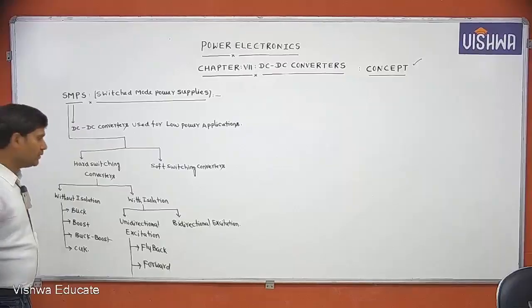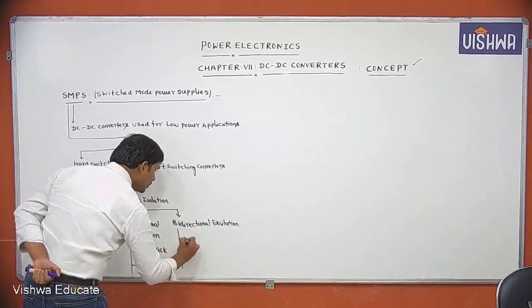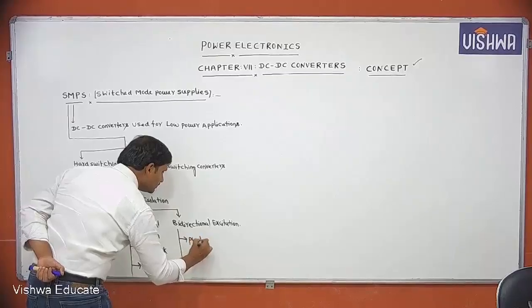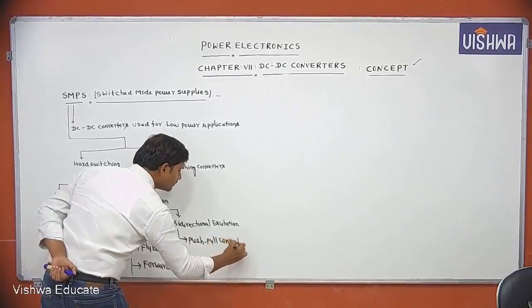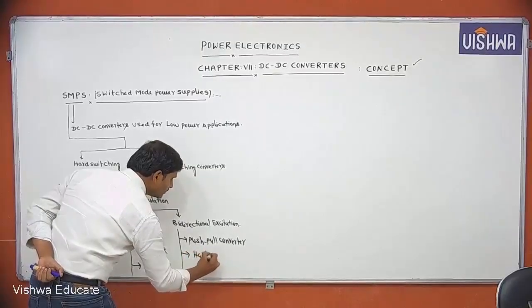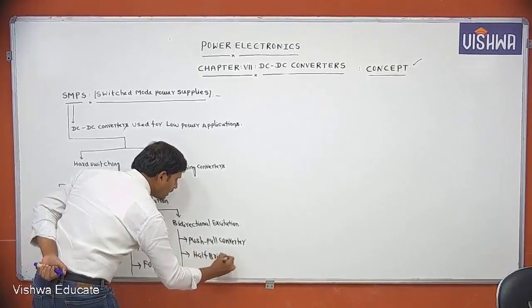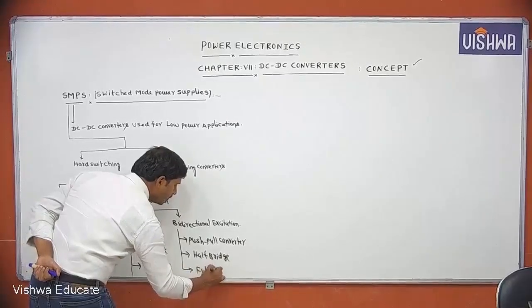With isolation, the examples of bidirectional excitation are push-pull converter, half bridge converter, and another one is full bridge converter.